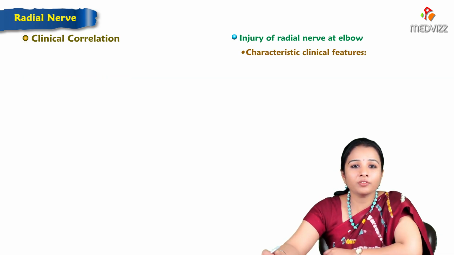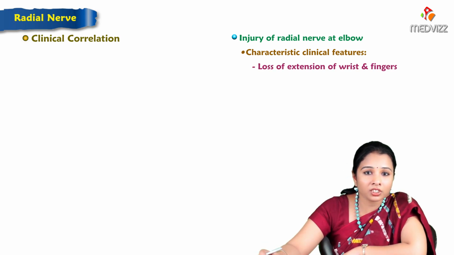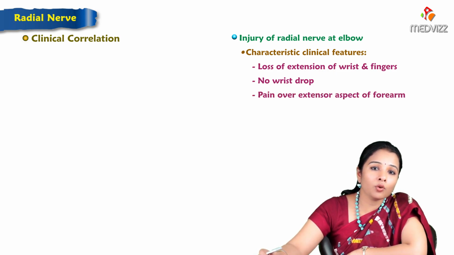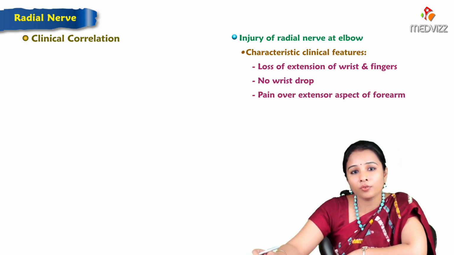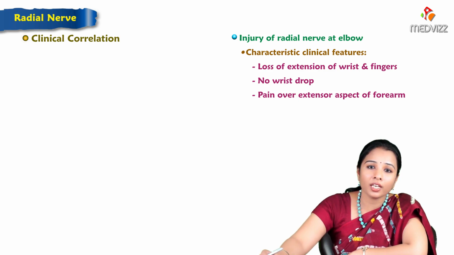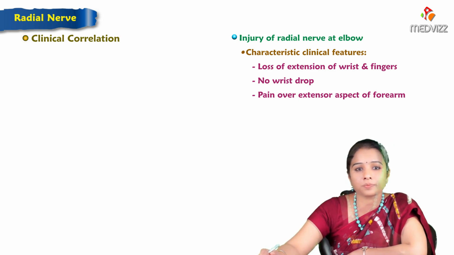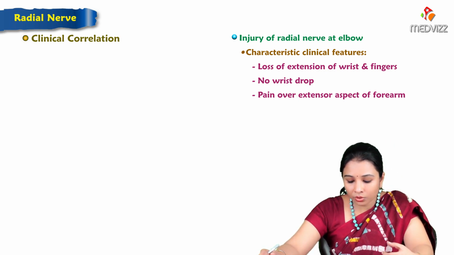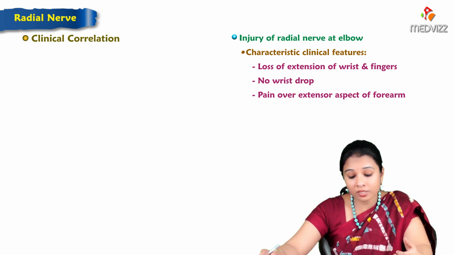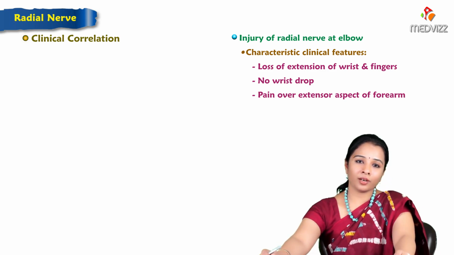Here the clinical features are loss of extension of the wrist and fingers but no wrist drop, and pain over the extensor aspect of the forearm. There won't be wrist drop because the posterior interosseous nerve has already given off its branches to the extensor muscles, but there will still be pain over the extensor aspect of the forearm. So this completes the radial nerve injuries at each level: at the axilla, at the radial groove, at the distal part of the radial groove, and at the elbow.